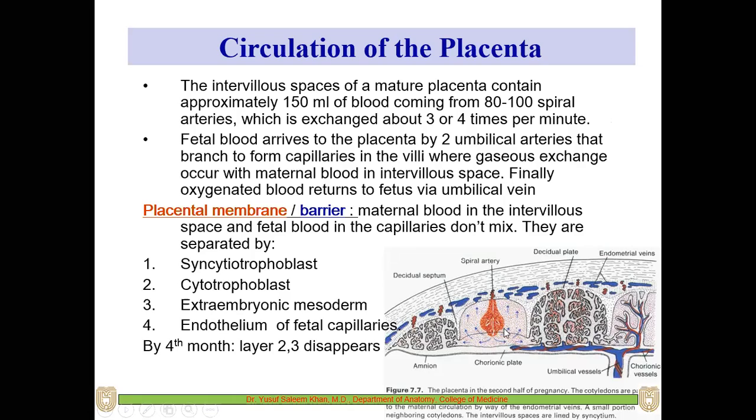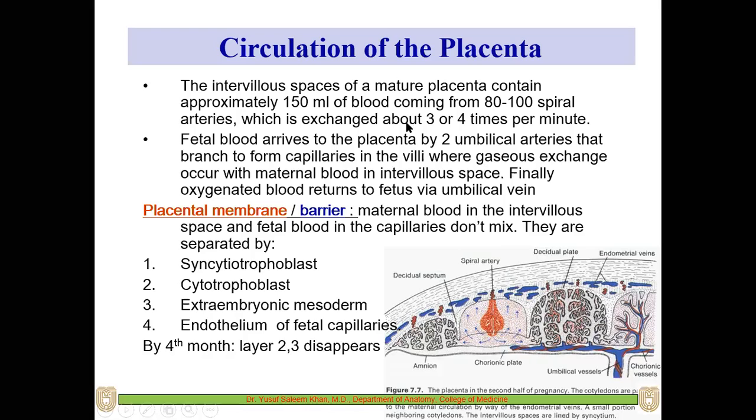So almost 80 to 100 spiral arteries opening into this intervillous space give a blood quantity of almost 150 ml always present in the placenta for the circulation between the fetus and the mother, which will be exchanged about 3 to 4 times per minute. So this 150 ml of blood is not just staying there, it will be recirculated, so that whenever exchange of gases as well as nutrition has taken place, it will be removed and new fresh blood will come.